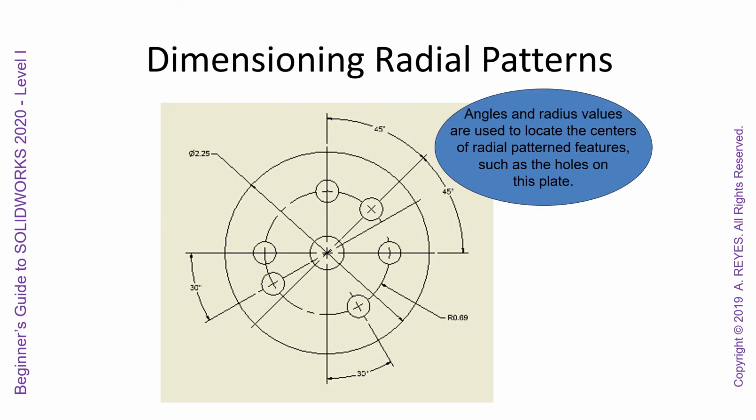Dimensioning radial patterns. Angles and radius values are used to locate the centers of radial pattern features, such as holes on this plate. So you can see the angular features and then the radius for the center of circle centers, and then the diameter of the overall circle.